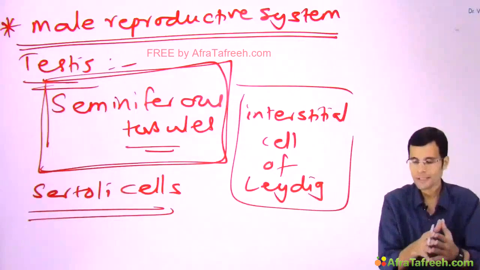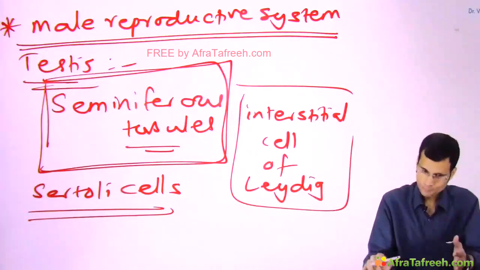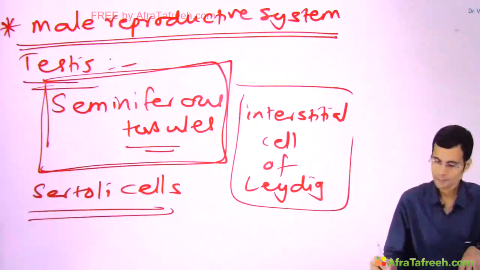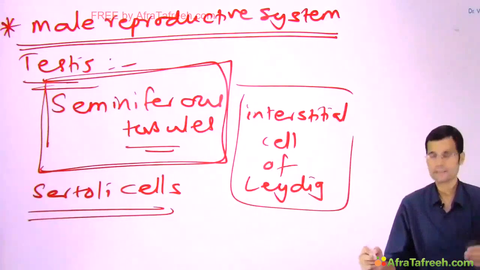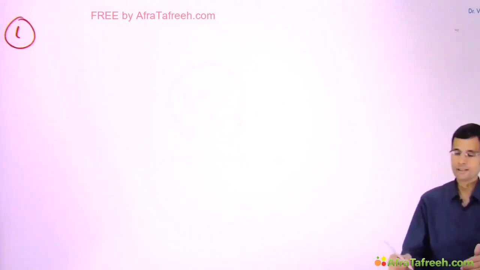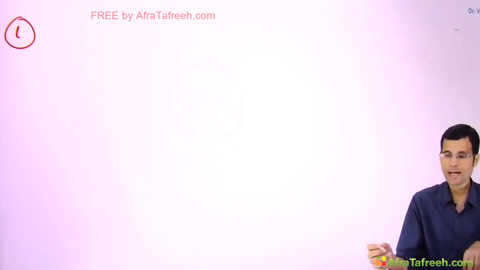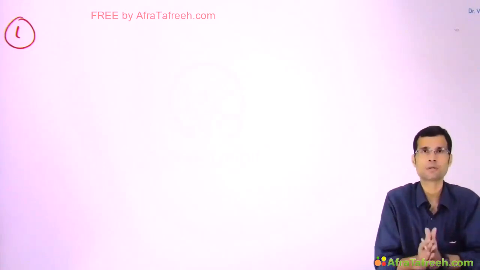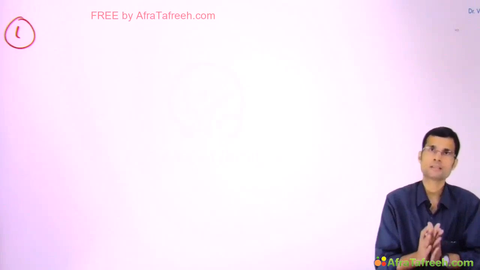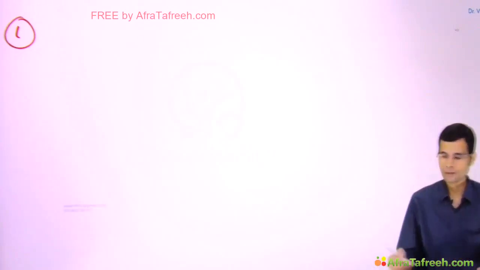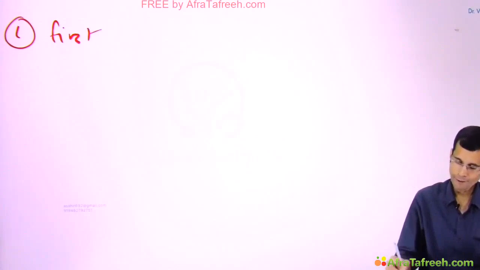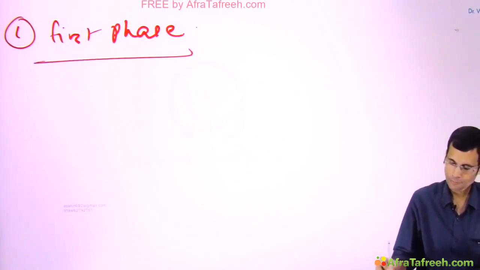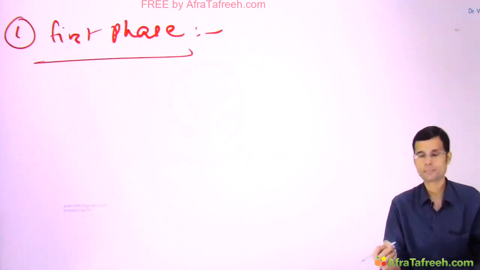Formation of sperm takes place in the seminiferous tubules, and spermatogenesis has basically three distinct phases. Let's try to understand these three distinct phases. The first stage is stem cell renewal and the production of spermatogonia. The second stage is germ cell proliferation, and the third stage is spermiogenesis. So the first phase, as I said, is stem cell renewal and production of spermatogonia.